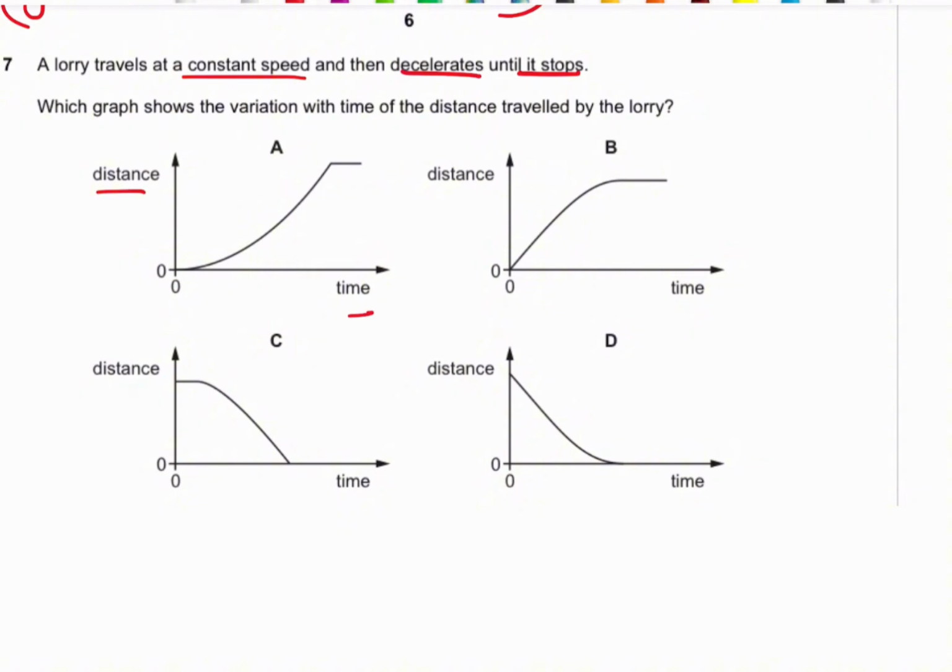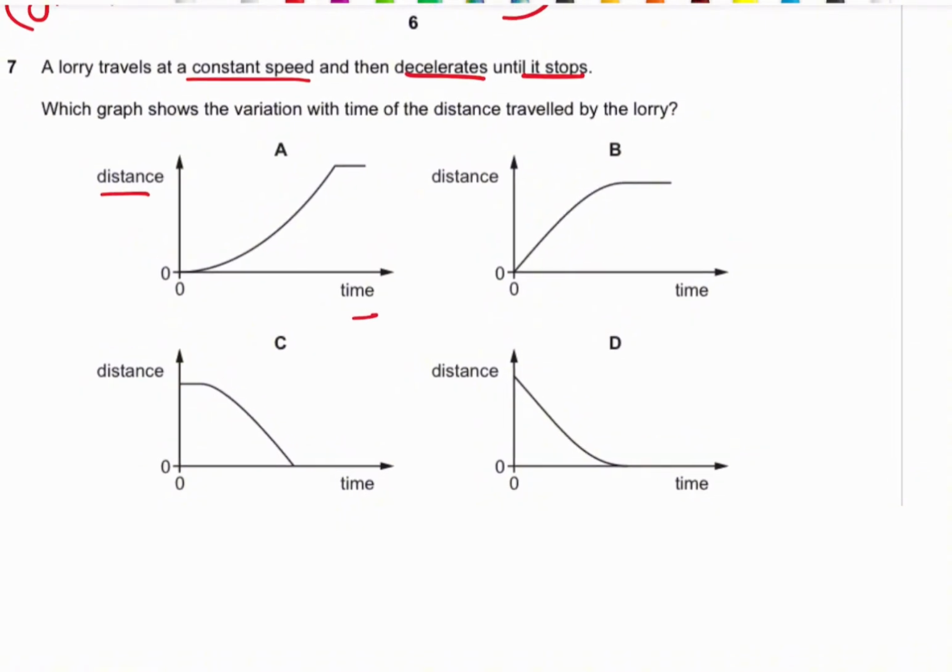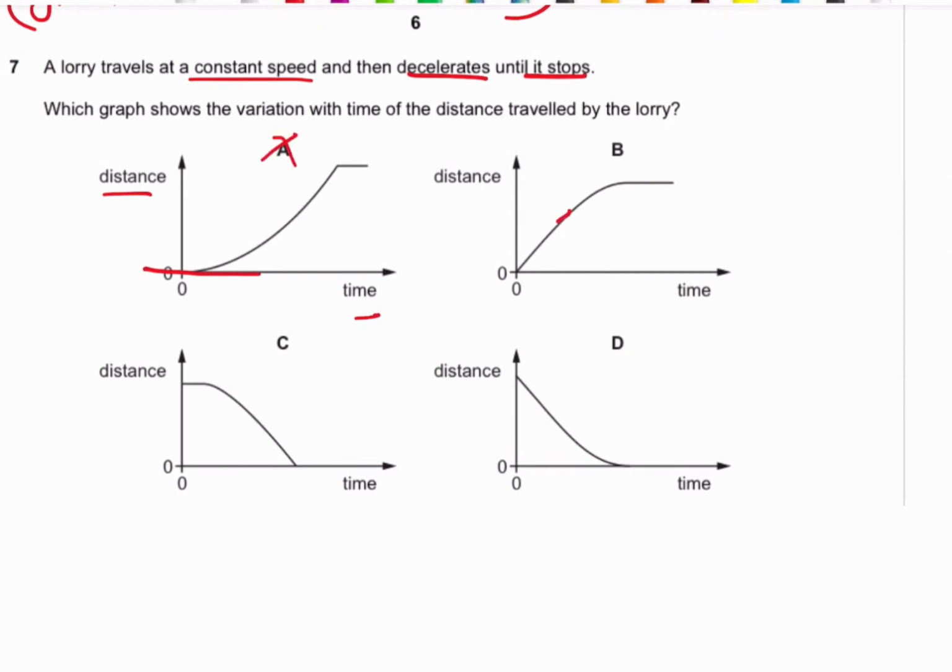Let's start with A. Is this initially constant? No, because it's starting at 0, so it can't be A. Move to B. This seems pretty straight, so this seems pretty constant. We have a decrease over here, meaning a decrease in velocity. The velocity is now 0, or the object is now stagnant. It's not moving, so pretty much B. Constant speed, decelerates, then it stops.